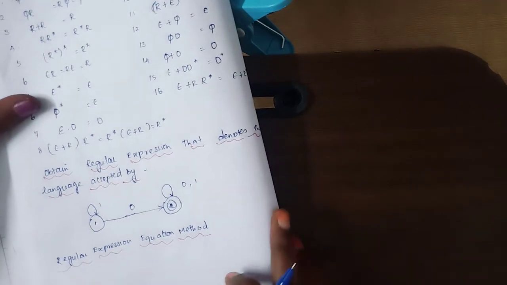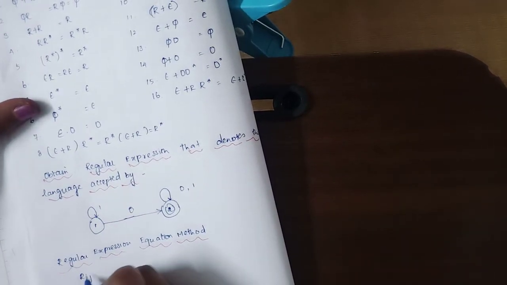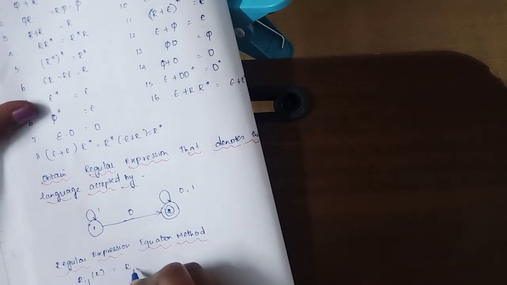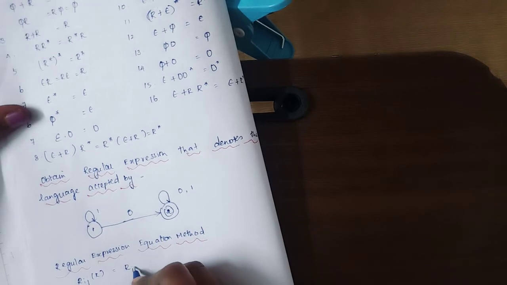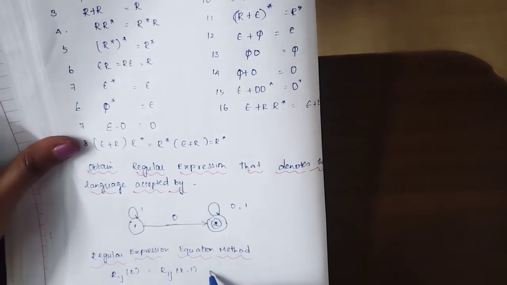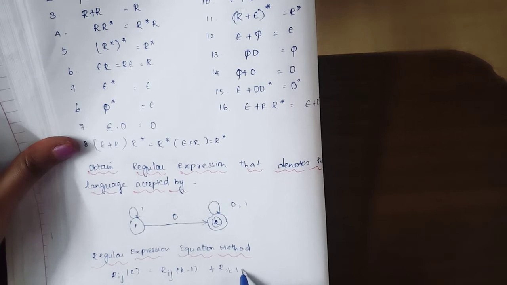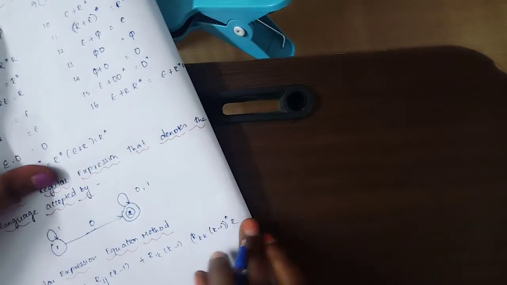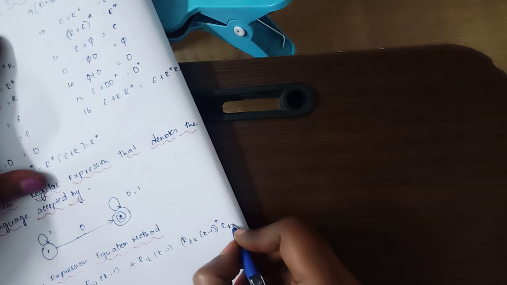For this we'll have the formula, which means Rij of k equal to Rij of k minus 1 plus Rik of k minus 1, Rkk of k minus 1, the whole closure, Rkj of k minus 1.